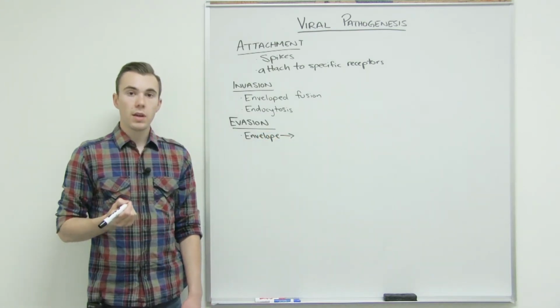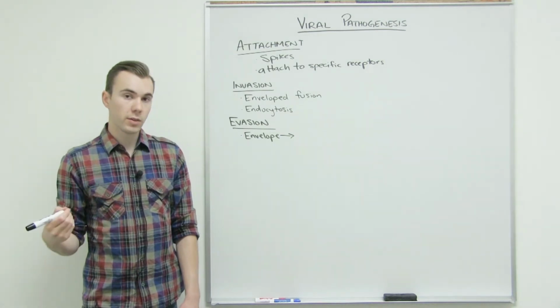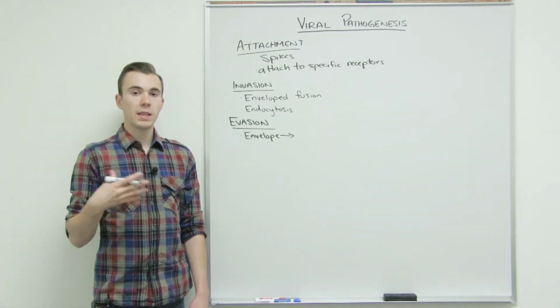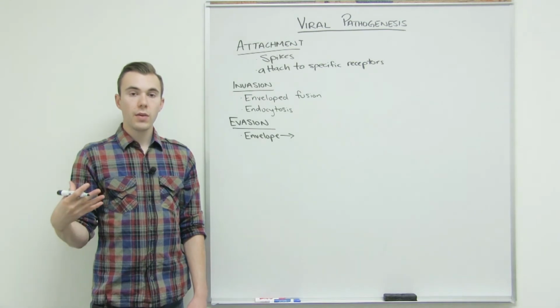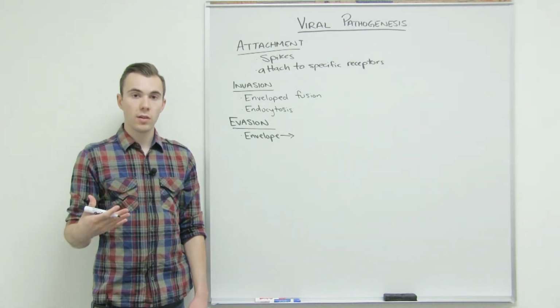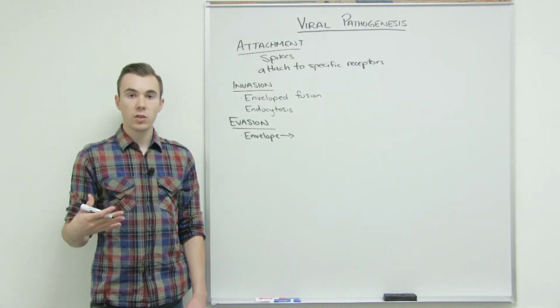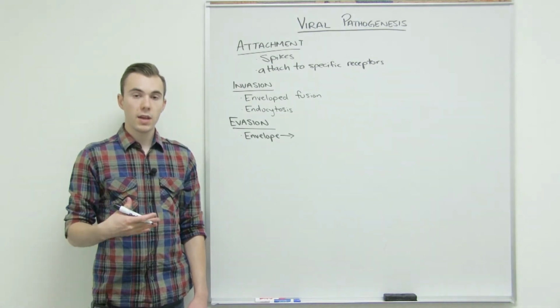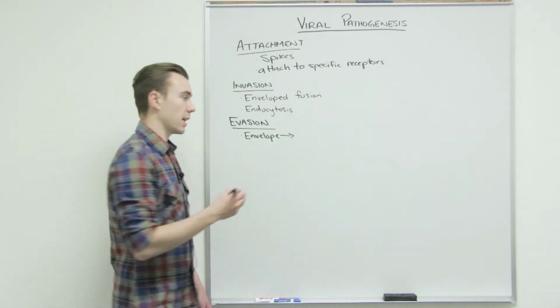The envelope is obtained through our cells. Viruses obtain their envelope as they leave a host cell. Therefore, this lipid membrane is going to appear as our host cell. So this avoids detection by the white blood cells. And the way it avoids detection is because an envelope acts like camouflage.